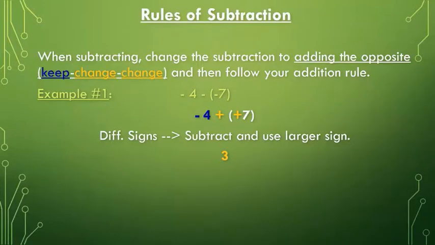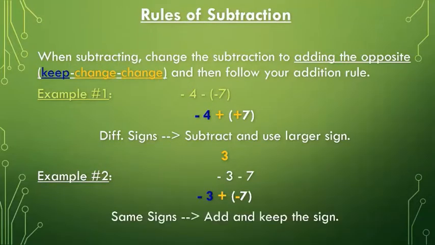When we subtract minus 4 and 7, we get 3. And as positive 7 is larger, the answer is positive 3. For a second example, minus 3 minus positive 7. It will be converted into minus 3 plus minus 7. For same signs, we have to add and keep the sign. So our answer will be minus 10.